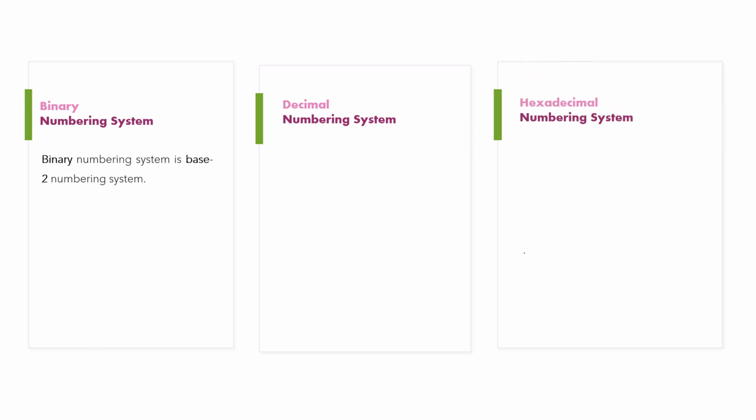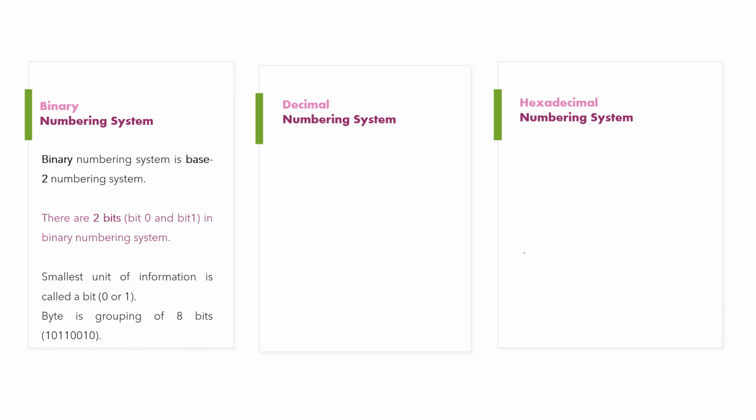There are binary numbering system, decimal numbering system, and hexadecimal numbering system. Binary numbering system is a base 2 numbering system. There are 2 bits in binary numbering system. They are 0 and 1. The smallest unit of information is called a bit. It could be either a 0 or a 1. A byte is grouping of 8 bits together.